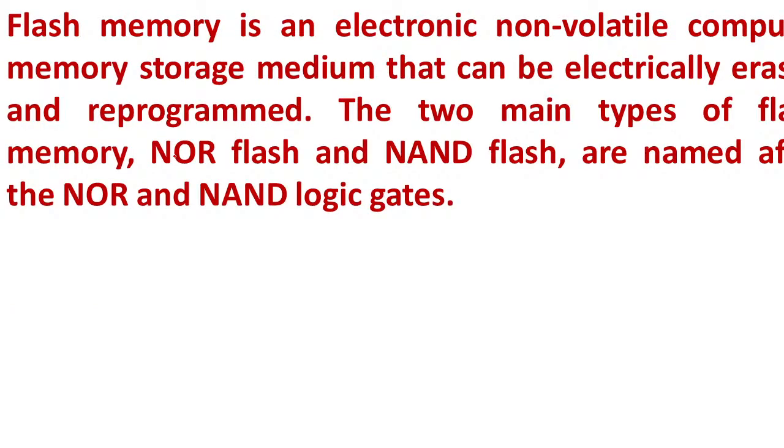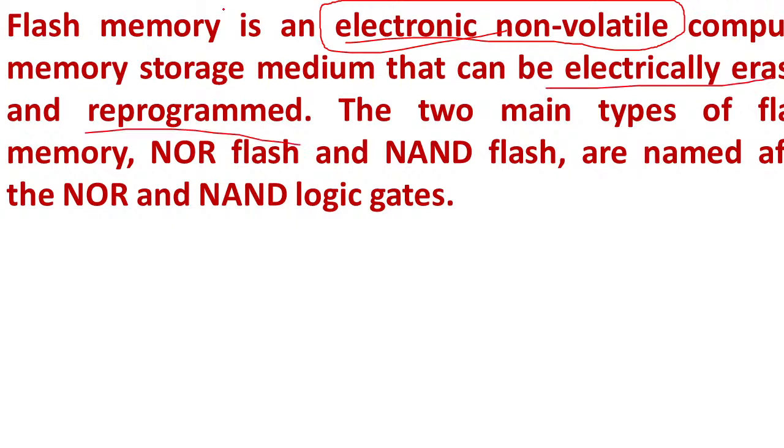So let us see about flash memory. Flash memory, it is an electronic non volatile computer storage. It is the storage medium that can be electrically erased and reprogrammed. Yes, please remember, flash memory, it is a non volatile computer memory, and it can be electrically erased and also reprogrammed. And there are two types of flash memories. One is NOR flash, then NAND flash.